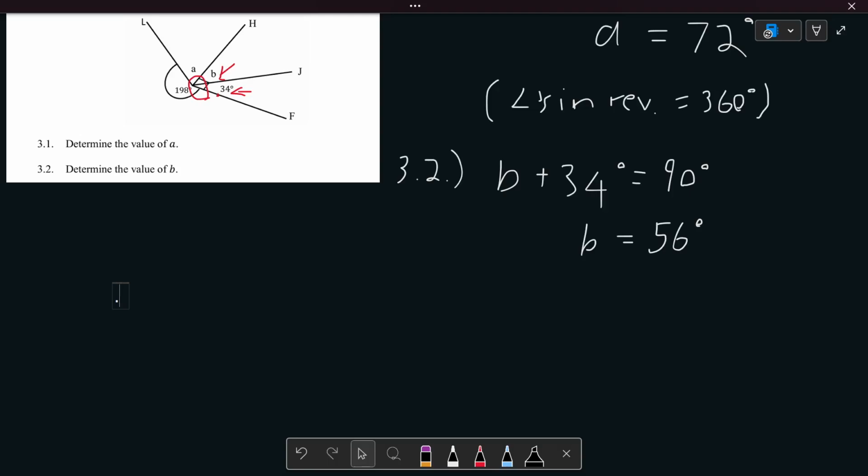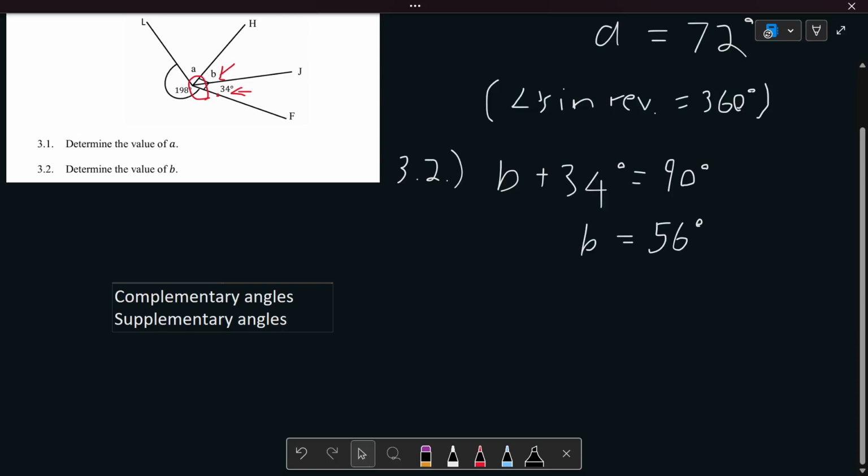We have the first one, which is going to be complementary angles. And we have another one called supplementary angles. I did not type that correctly. Supplementary angles.